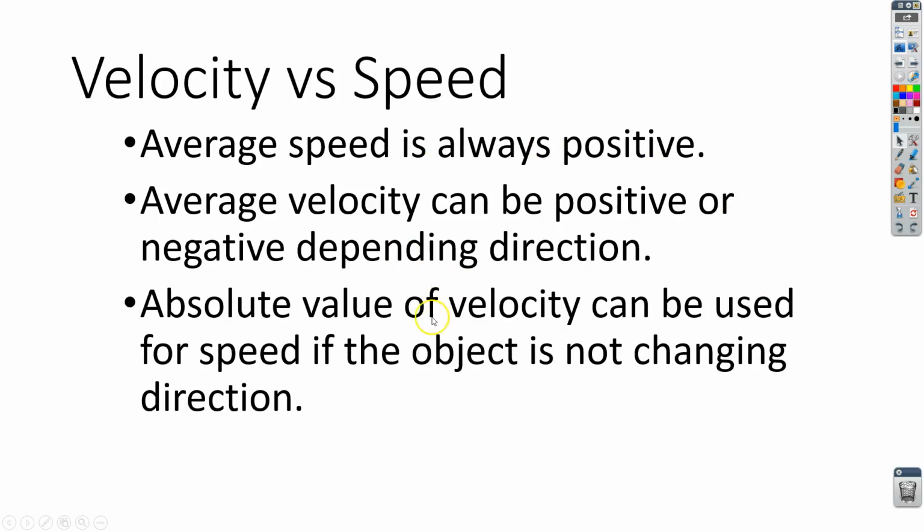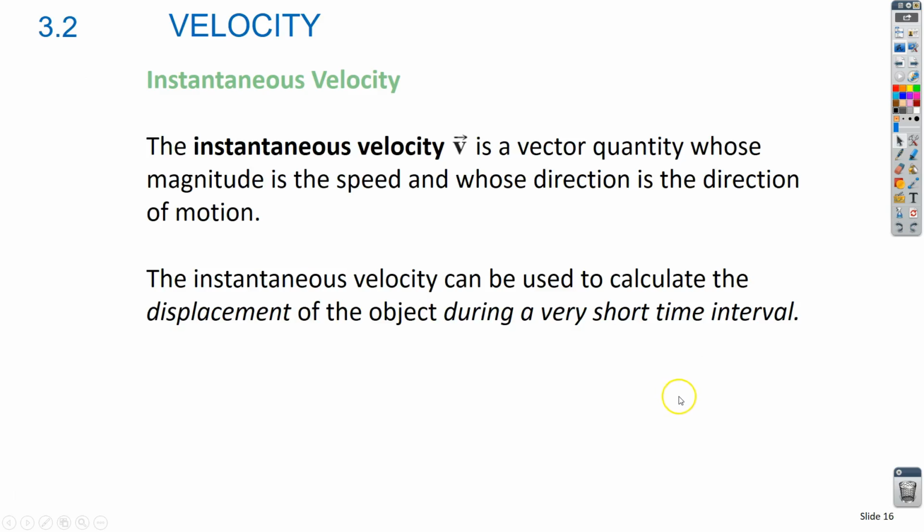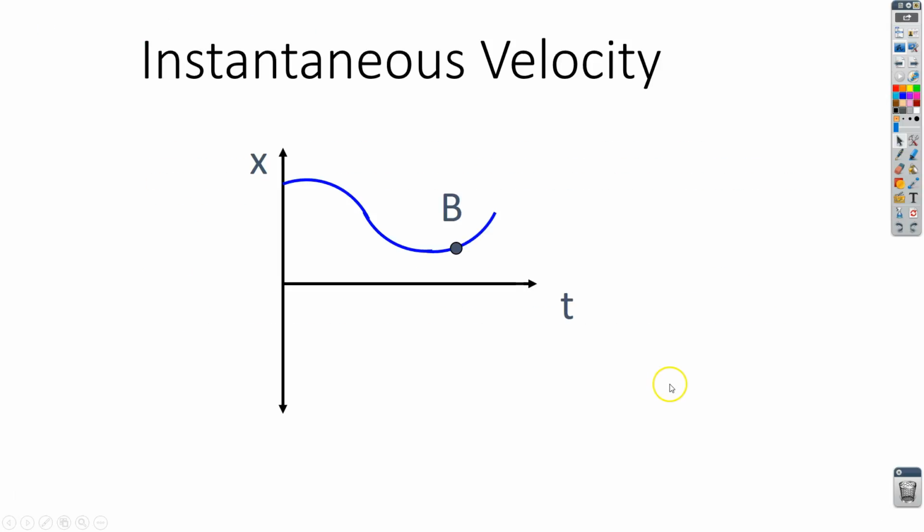So just a review. The absolute value of velocity can be used for speed if the object does not change direction. If it just changed direction, then that tends to be a problem. Instantaneous velocity is the velocity at a very short period of time. So if you're driving in your car and you look down at the speedometer and you see that you're going 55 miles an hour, then that is an instantaneous velocity.